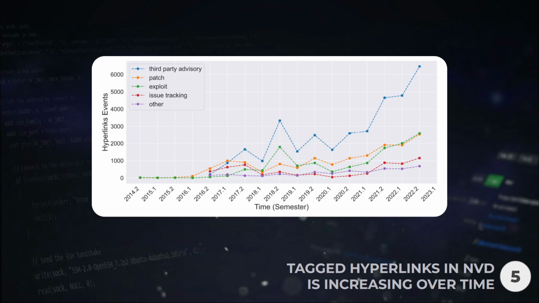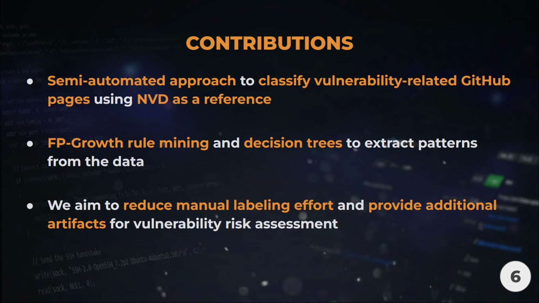So here you can see a plot where the x-axis represents the time in semesters, and the y-axis reports the number of hyperlinks. And each color here is associated with a different tag assigned by NVD, and it can be observed that the number of tagged hyperlinks is increasing over time. And here we are interested only in the tags patch and exploit.